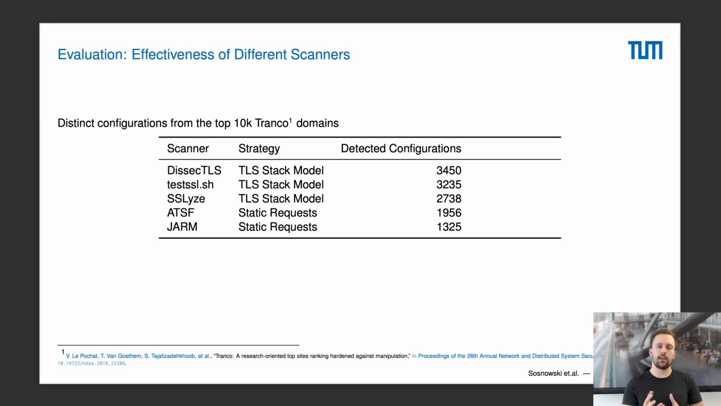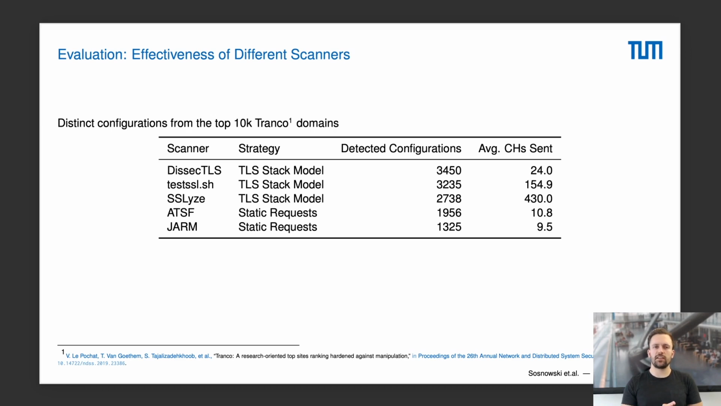In this case, we don't have a ground truth anymore, so we can only show you the absolute number of configurations we have collected. Here you can see that the 3 scanners that utilize such a TLS stack model really outperform the 2 fingerprinting approaches using just this static request. And yes, DissecTLS was actually the scanner that collected the most configurations. However, this was not the only thing we evaluated.